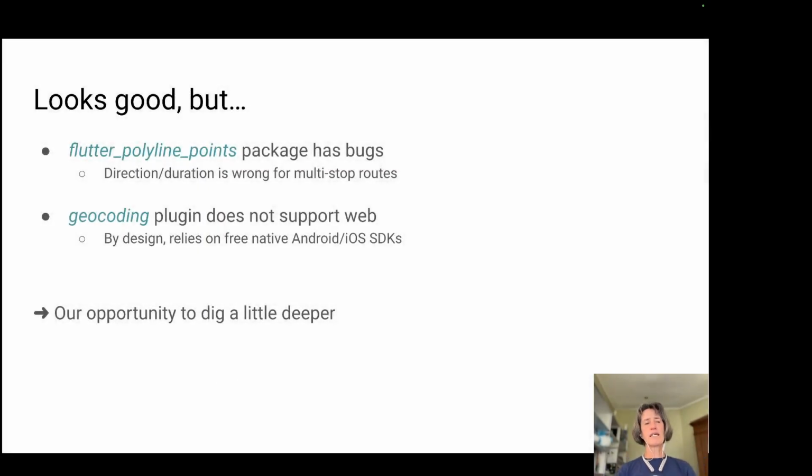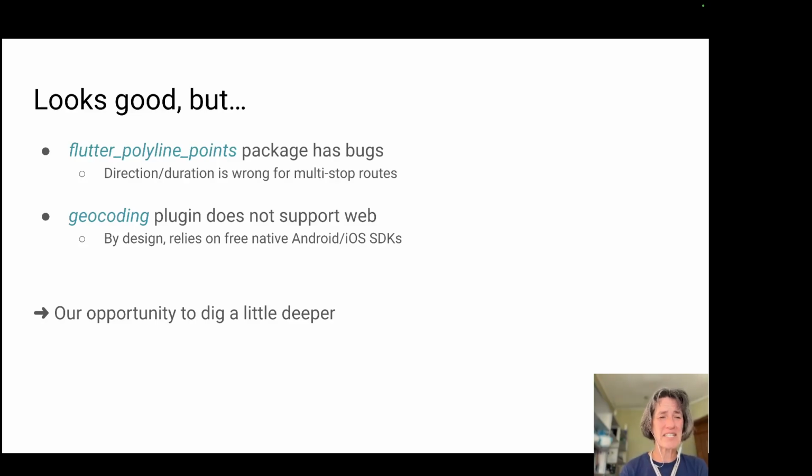Now, this is almost what I wanted to accomplish, but there are two issues with it. Number one is the Flutter polyline points package has a bug. It turns out it's actually, by now it's fixed, but when I made these slides, the distance and duration was wrong for multi-stop routes. It was okay for a single stop route, but not for multi-stop routes. Again, this bug has been fixed, but I'm going to talk through it anyway here because I think it's a very good exercise in how to address these issues.